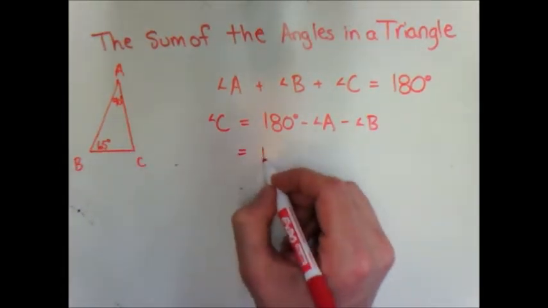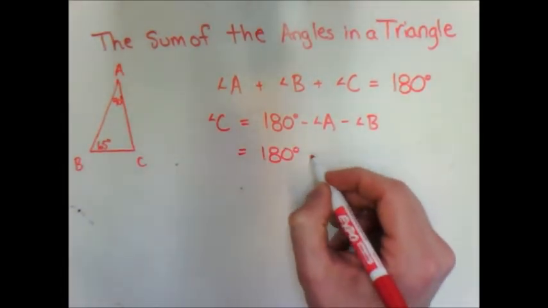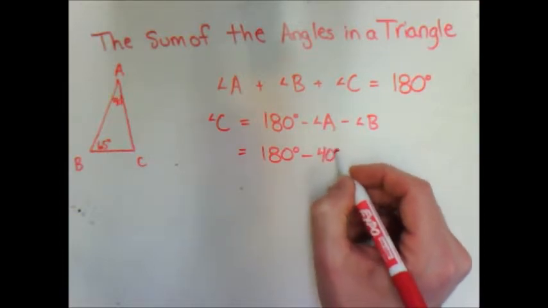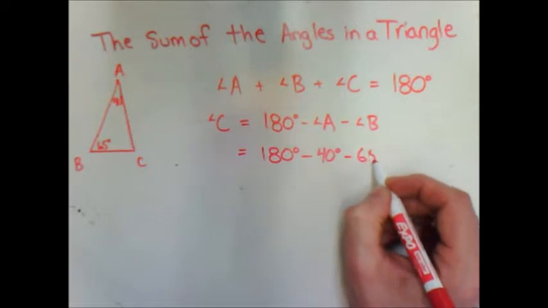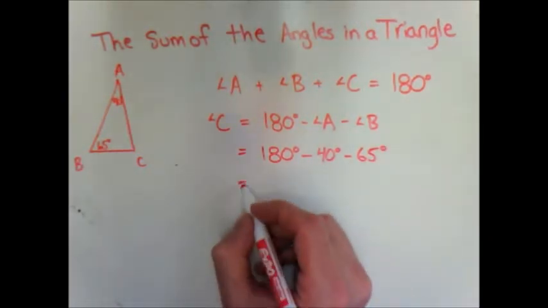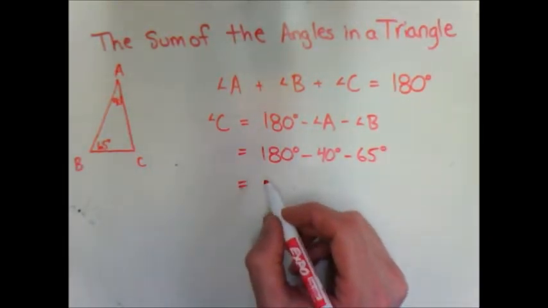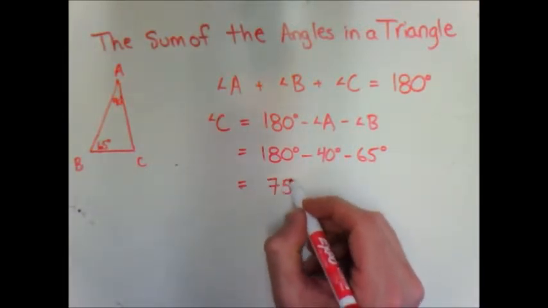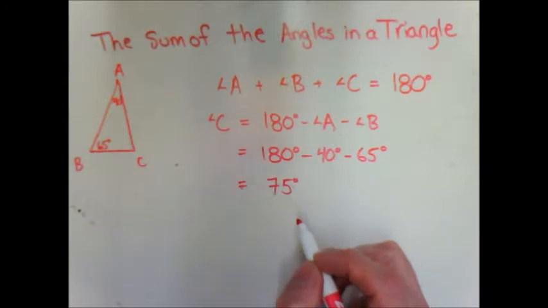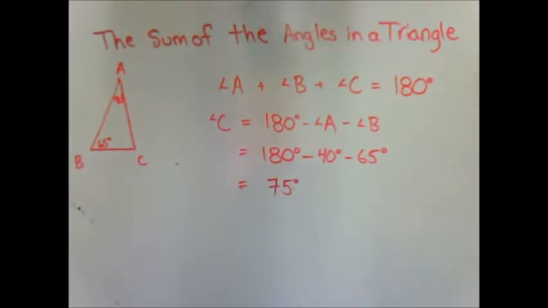I can sub in the information that I've been given in the diagram. Angle A equals 40 degrees, angle B equals 65 degrees, and I can use mental math or put it in my calculator, and I will come out with angle C having a measure of 75 degrees. Pretty straightforward.